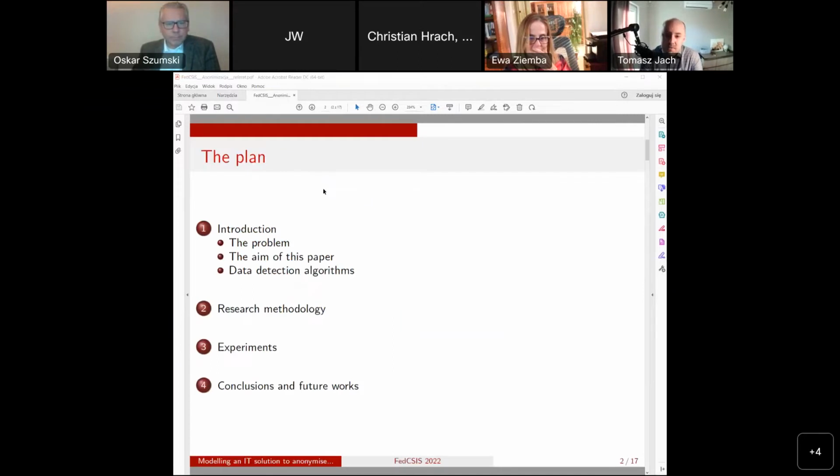First of all, the presentation plan. As usual, we're going to start with the introduction to briefly explain the problem and the aim of this paper, and touch a little bit on the data detection algorithm that we used. Then we're going to explain our research methodology along with the experiments and their results. As usual, we're going to end with conclusions and future works, because this paper is the first part of a series of future works.